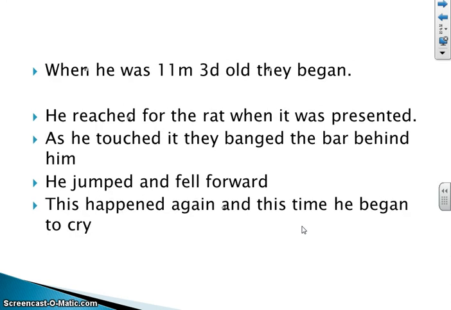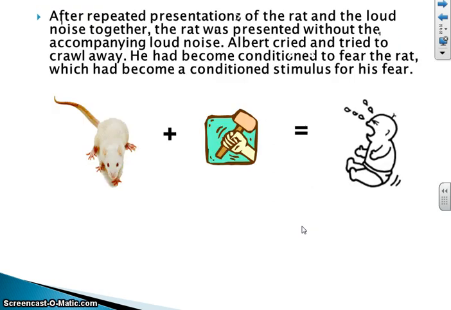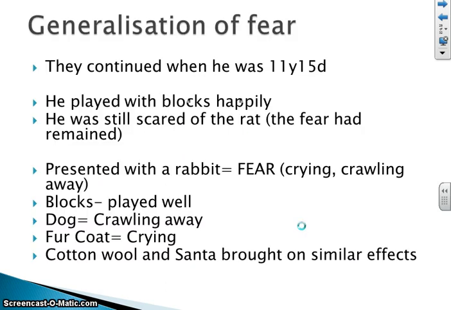So when he was 11 months and 3 days old, they began the therapy, or they began the treatment. When they brought the rat into a room, little Albert would reach for the rat and they would start to bang a metal bar behind his head. When they banged this metal bar behind his head, he jumped and fell forward, got very upset, and when they did it again, he began to cry. The fear of the noise had upset him. But what had happened was, over time, they did this 7 different times with him over the course of this study. He associated the rat with the noise, so became scared of the rat. He became conditioned that the rat would cause noise, so the rat by itself made him scared.